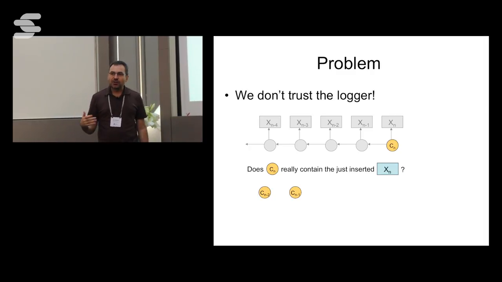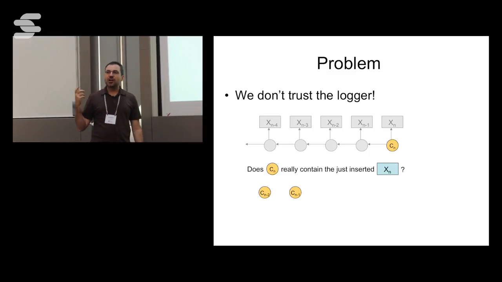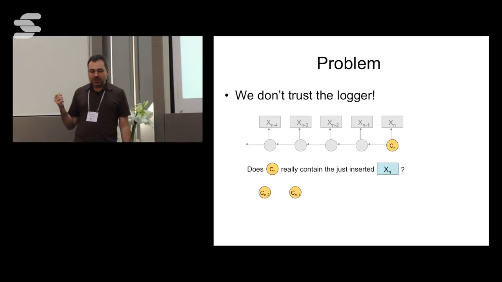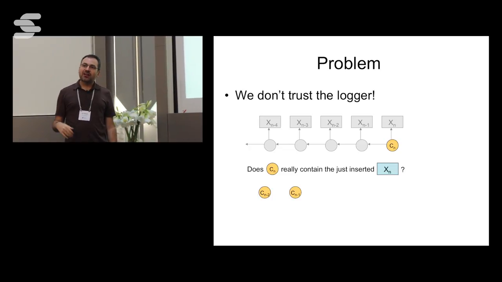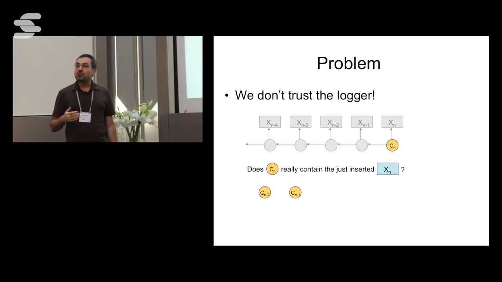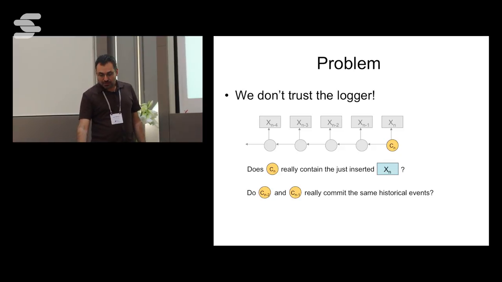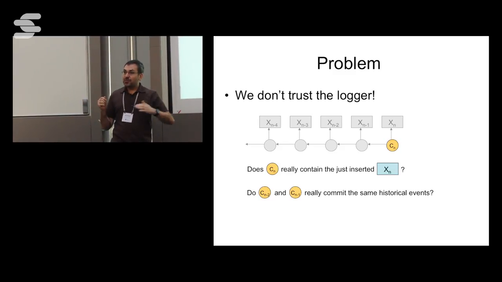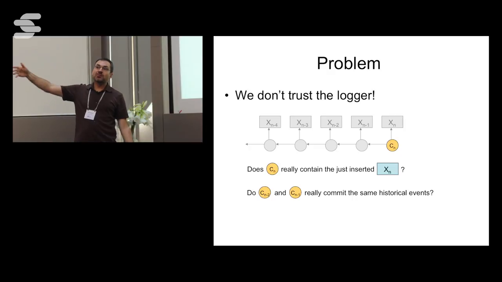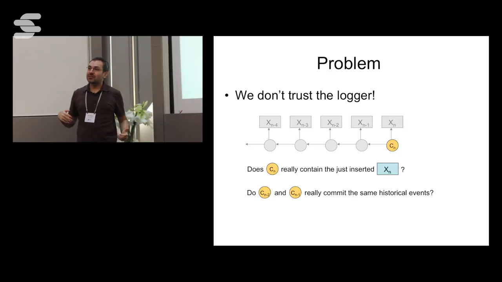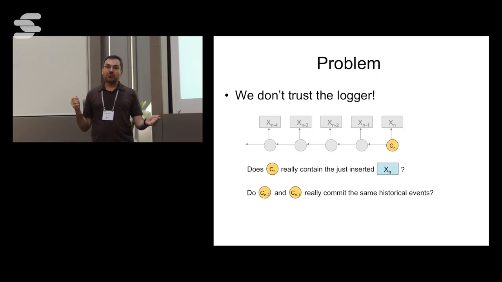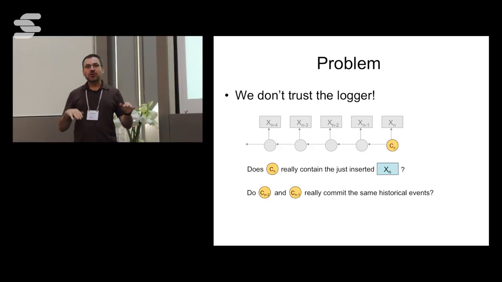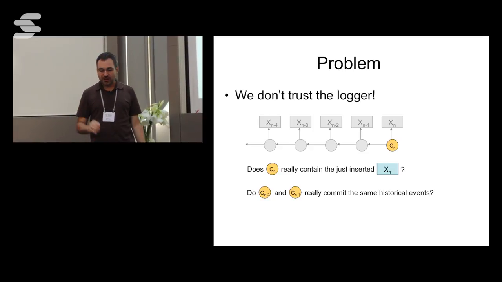But then the auditor, so we're introducing these auditors, and the auditors have a couple questions. They would like to be able to say, does this commitment really contain the event X that I just inserted? That would be a useful question. An auditor might also want to say, do these two commitments commit to the same history? Is the new commitment and the old commitment consistent? Or are we trying to fork history? Again, those of you who pay attention to Bitcoin, these are all phrases that you hear once in a while, forking the blockchain.